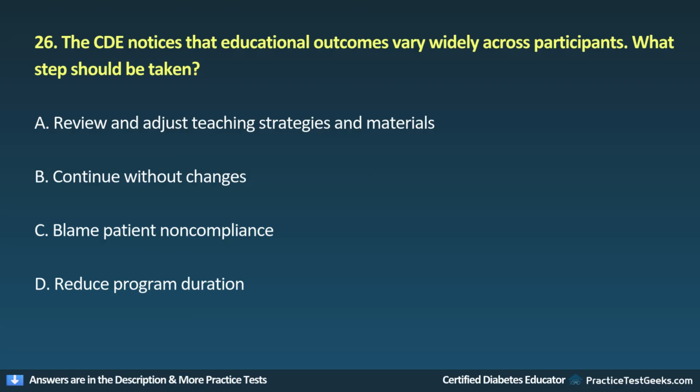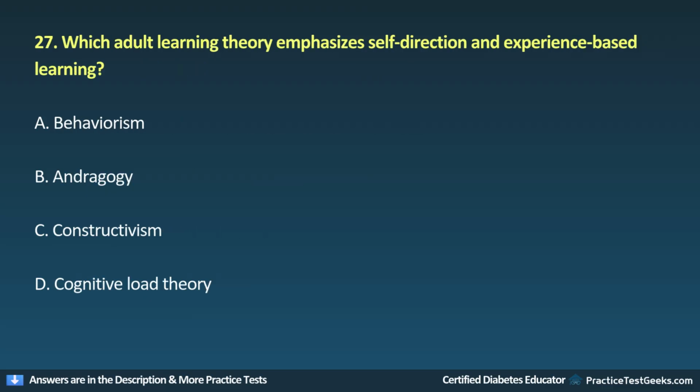A. Review and adjust teaching strategies and materials. B. Continue without changes. C. Blame patient noncompliance. D. Reduce program duration. 27. Which adult learning theory emphasizes self-direction and experience-based learning? A. Behaviorism. B. Andragogy. C. Constructivism. D. Cognitive load theory.